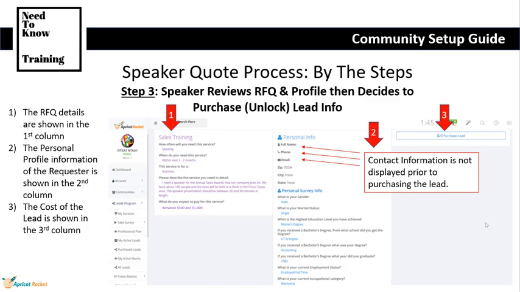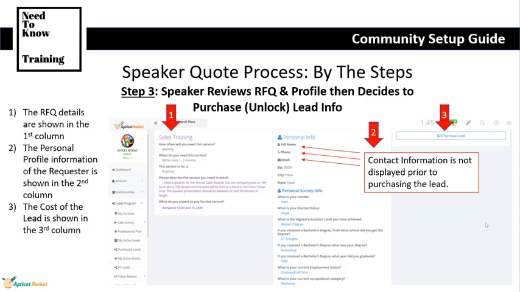So in the first column on the detail page, you'll see the RFQ details as they were input by the person making the request. In the second column, you'll see the profile information about the person that was making the request, but you will not see their contact information yet. And then in the third column, you'll see a button that you can click on to purchase the contact information so that you can go ahead and respond.